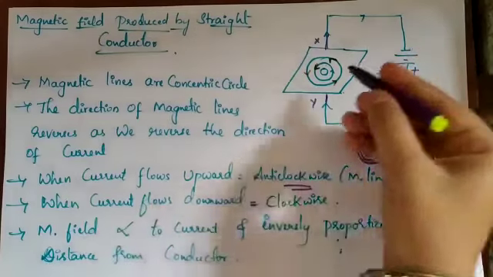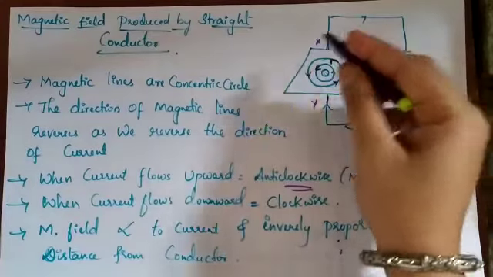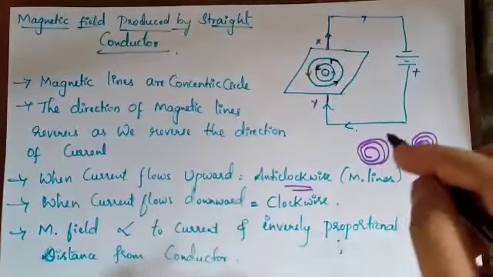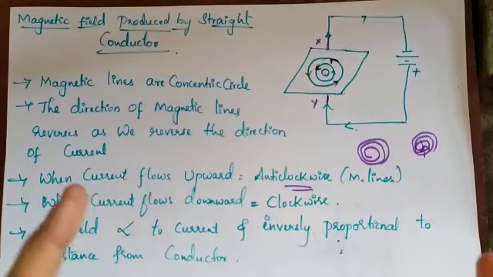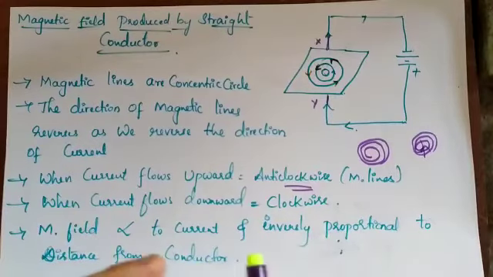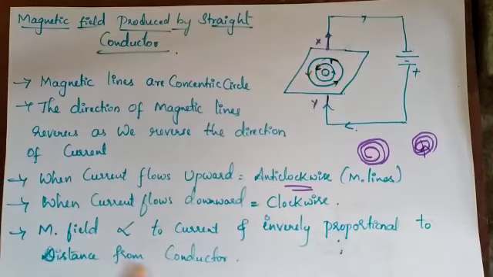That means as we increase the distance, as we go on increasing the distance of the concentric circles of the magnetic field, it will go on decreasing. That means the effect of the magnetic field, or the effect of the electric current, will be decreasing. So one concept: magnetic field is directly proportional to current and inversely proportional to distance. As we go on increasing the distance, the effect of the current will be decreasing. Okay, so this is the concept of the magnetic field produced by a straight conductor.